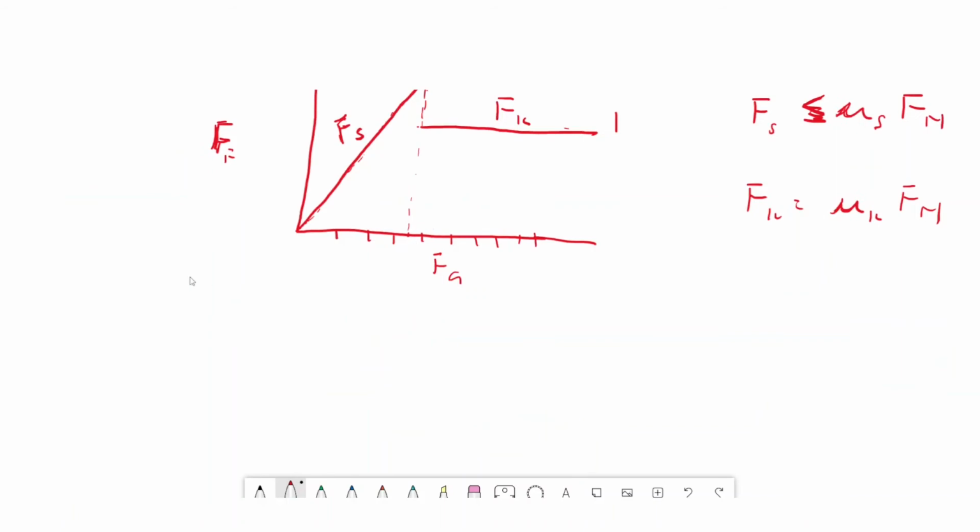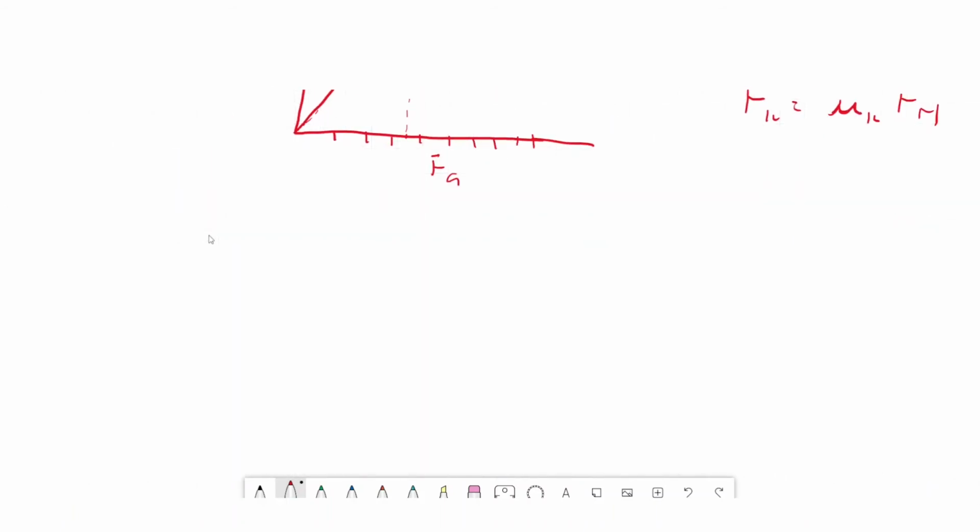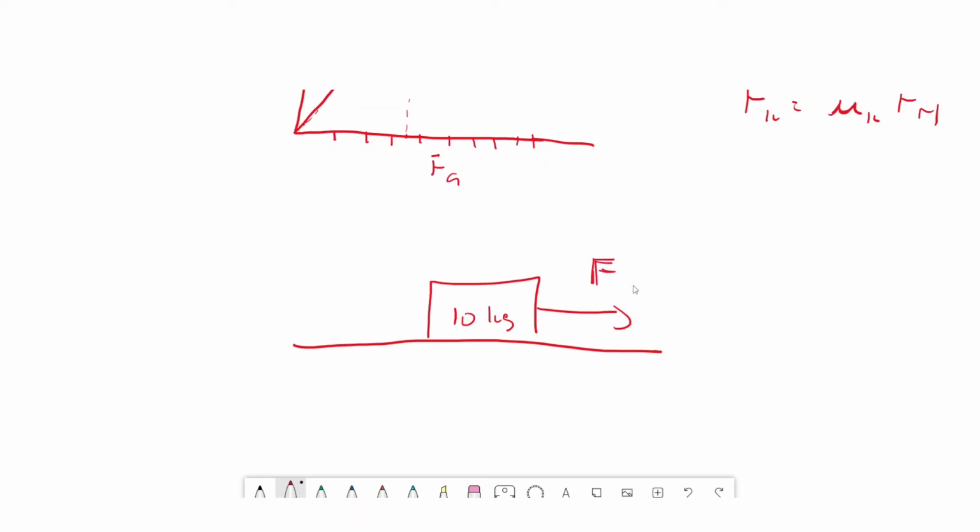Let's have a case whereby I have a surface and a mass. My mass is 10 kg. I apply a force of 150 newtons. So what is going to happen here? When I draw it, there's going to be the weight, Fg. Because there's a surface, there's going to be Fn.